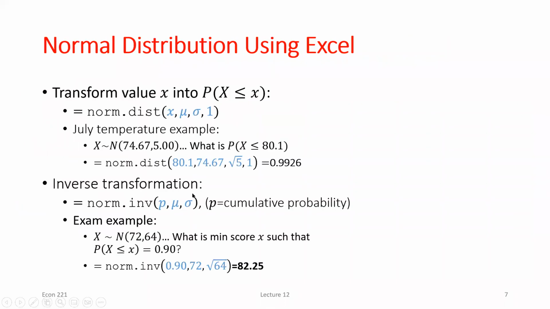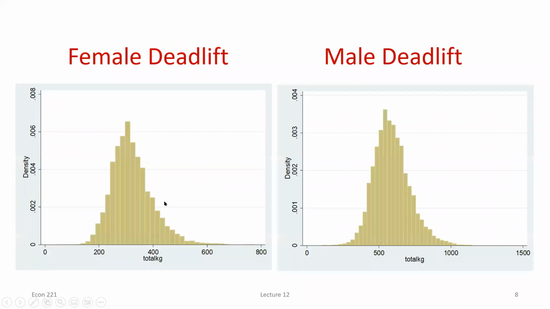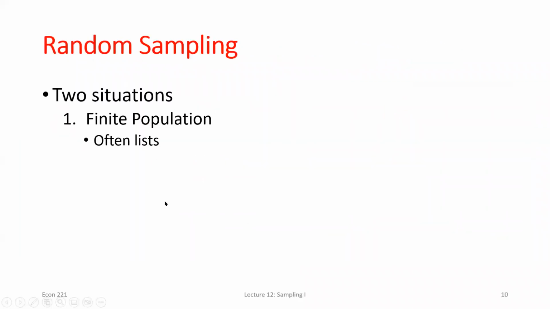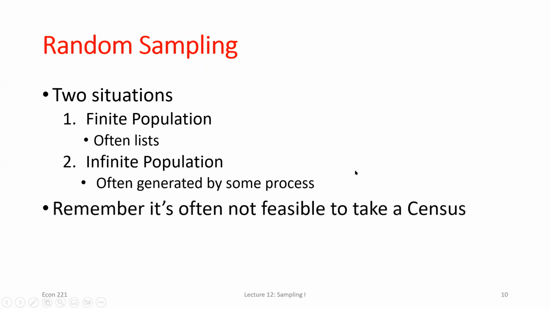So here's, I guess, a summary of what we did. This has a more general form of how you use that norm.dist and how you use that norm.inv function. Skip this for now. And we will talk a little bit about sampling today. We'll have to finish up the discussion on Wednesday. I don't think we'll have enough time.